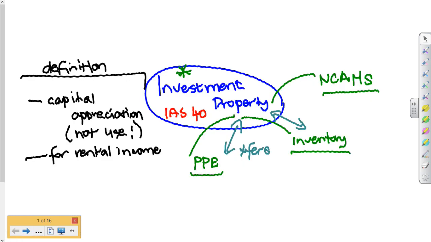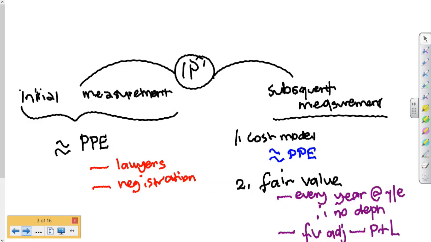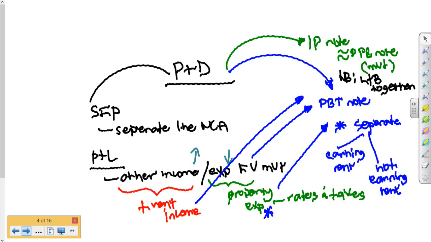So investment property is any property that's being held for rent or for capital appreciation. In other words, not held for use. Investment property is the same as PPE up to subsequent measurement. So when we look at subsequent measurement, our options are cost, which is the same as PPE, or fair value. If we use fair value, we have to do fair value every year, and the fair value adjustment goes into my P&L.